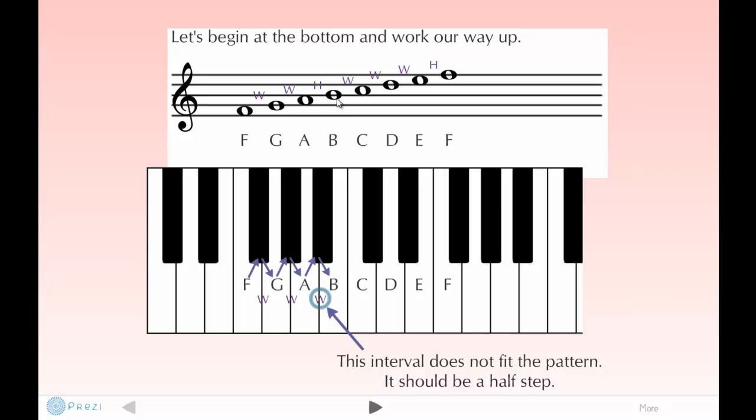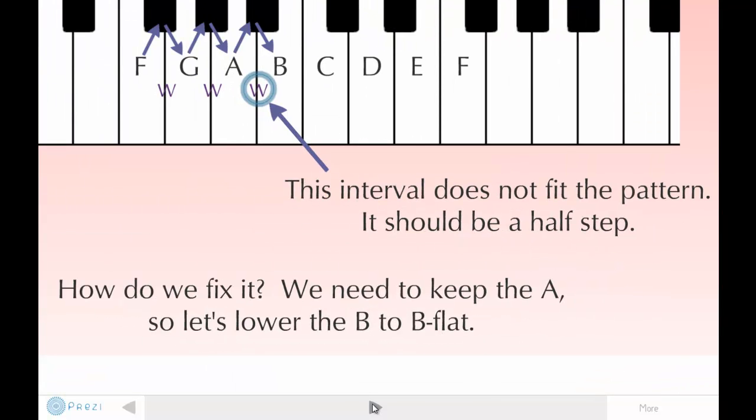Now, from A to B, according to our formula, we need a half step. Okay? So let's take a look here. From A to B, that is a whole step. So here we veered from our pattern and it doesn't fit. So if you know anything about fractions, you're just thinking a little bit in math terms, we know that a whole is bigger than a half. So if a whole step takes us over here to this B and we only need a half step, what should we do? How do we fix it?